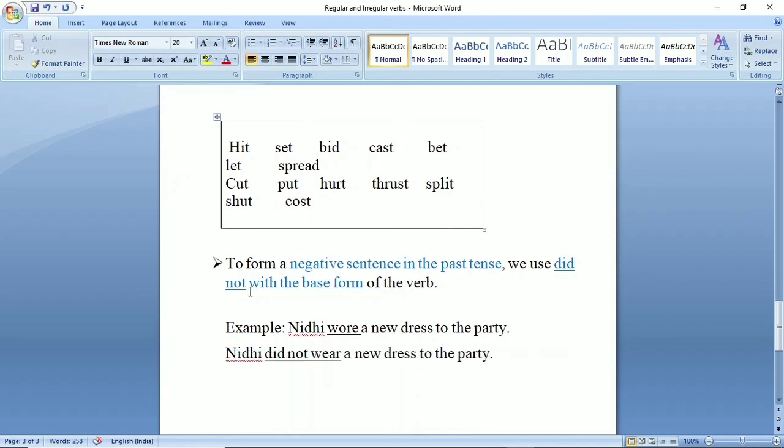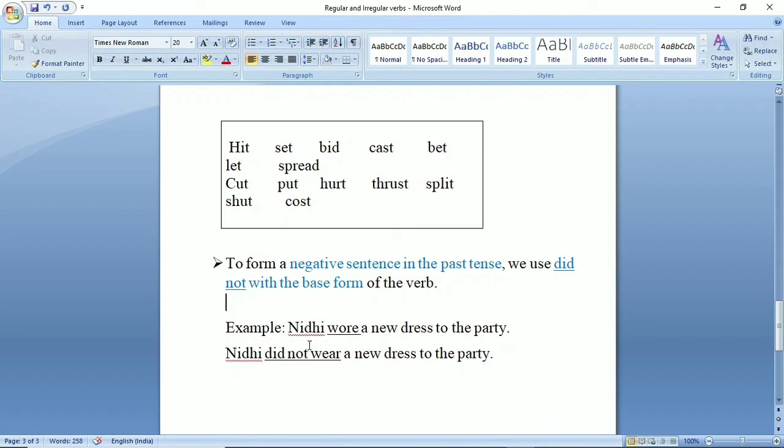Now let us see how we form a negative sentence. If I talk about past tense, right, and I need to change it into a negative sentence, then I will use did, and while I am using did, I will use the first form of the verb.